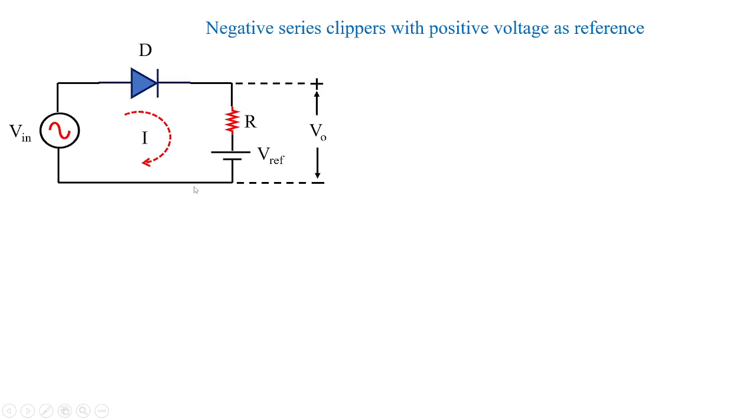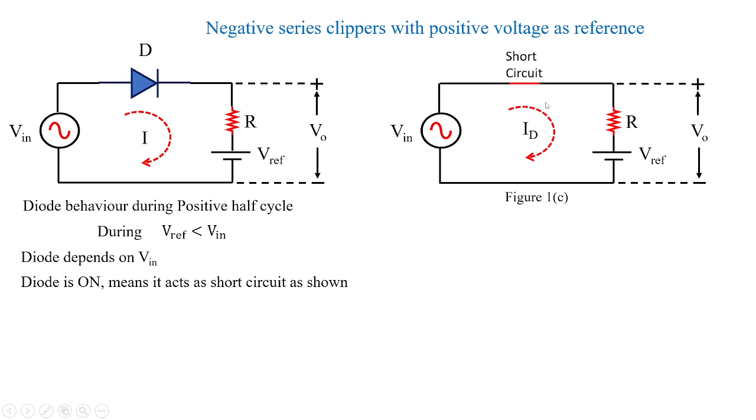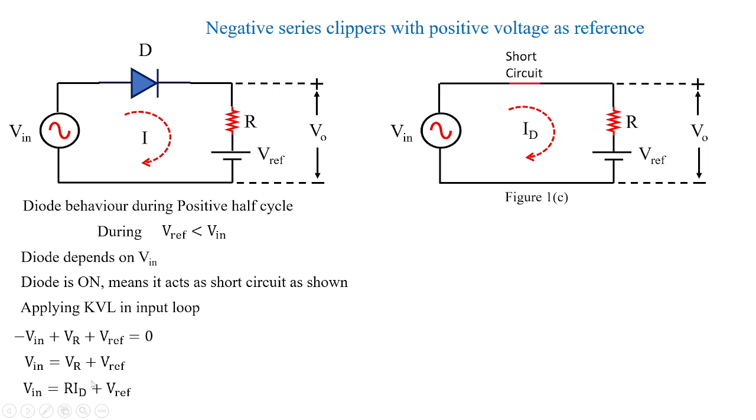Then you see what is going to happen when the reference voltage is less than the input voltage. The diode depends upon the input voltage and becomes on by getting short circuited in this fashion. Let us calculate the value of the output voltage by applying KVL to the input loop. V in is equal to the resistor voltage plus the reference voltage, and the resistor voltage is the resistor multiplied by the diode current. The current flowing in the circuit is the diode current, which is (V in minus V reference) divided by R.